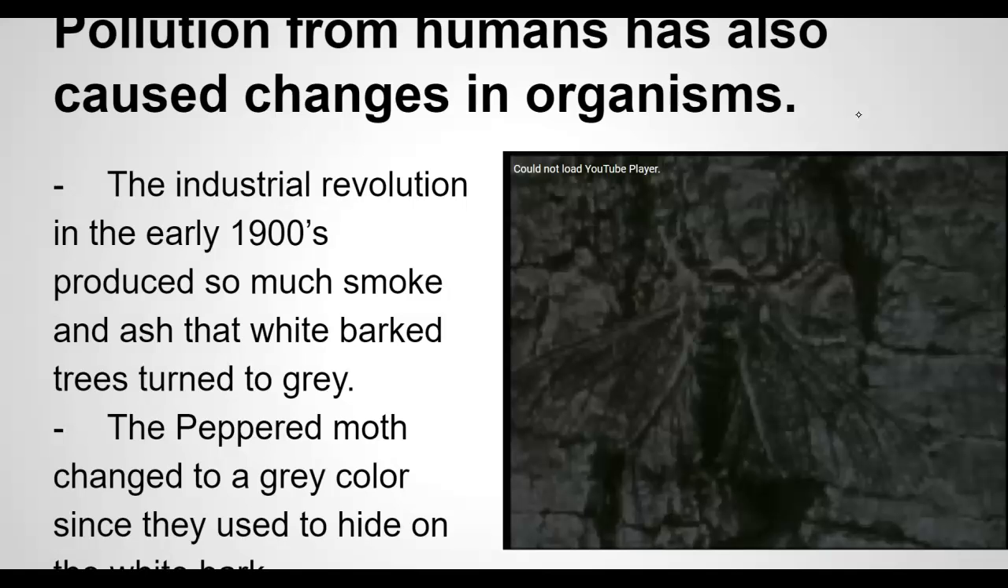Pollution from humans is really affecting the earth. As we go through the earth, we're noticing that we are changing not only the climate of the earth, but we've had different toxic chemicals released that have caused problems. One of those is the peppered moth in England. In the 1900s in England, they burned coal for everything.